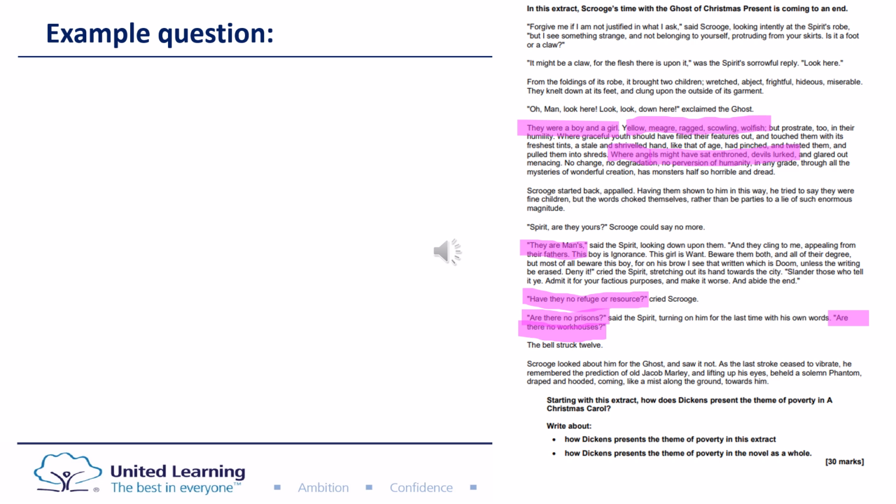In addition to that, you could also talk about where angels might have sat enthroned, devils alert, to show the effects that the poverty has had on these children. The children, of course, are symbolic of society's problems. You could talk about the spirit's response, that they are man's, so mankind created this problem, therefore suggesting that mankind should be the people to solve it. You could also potentially talk about how Scrooge shows some concern and says, have they no refuge or resource? And the spirit's response, with his own words back at him, are there no prisons, are there no workhouses?